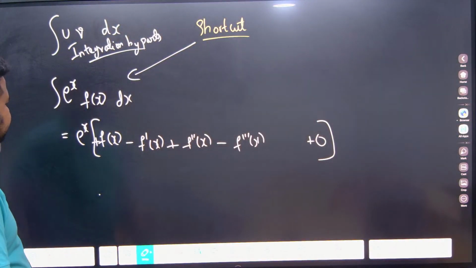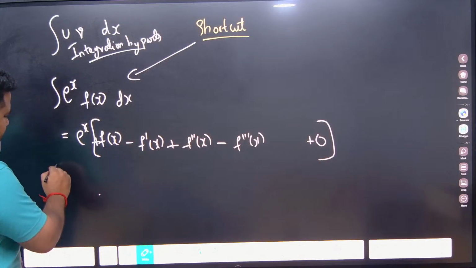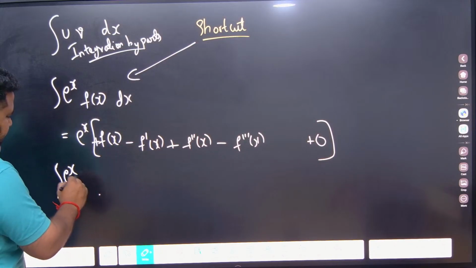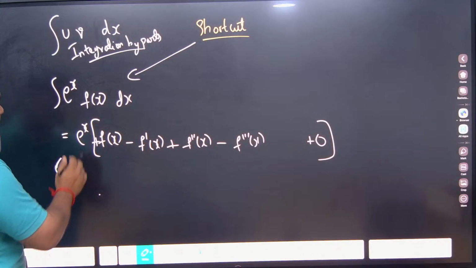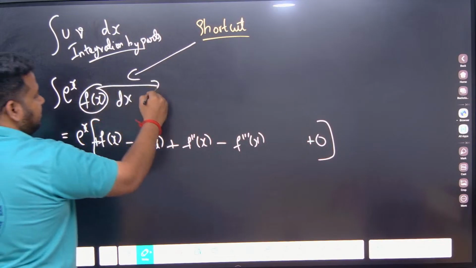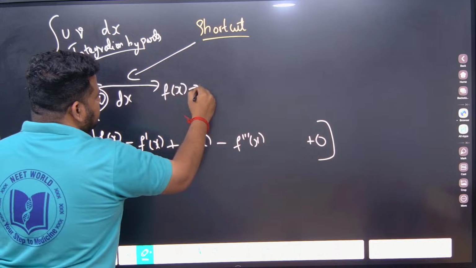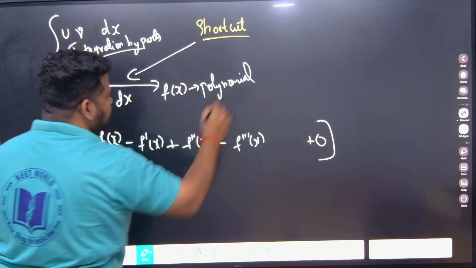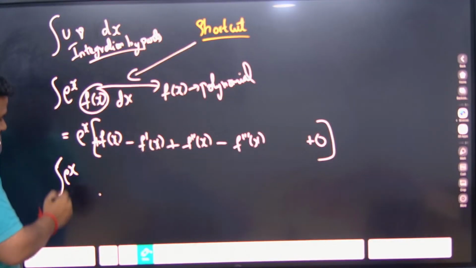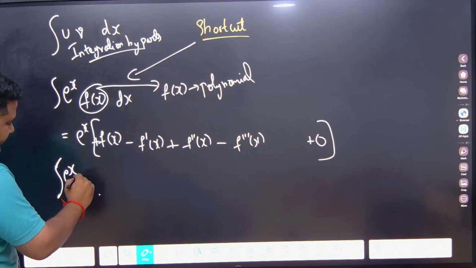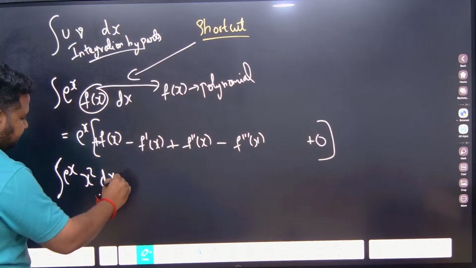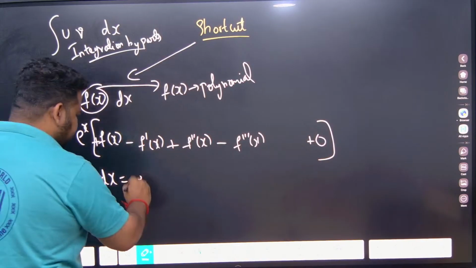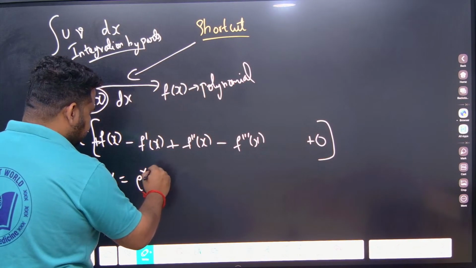Let me take an example, the integral of e power x. This short trick works only if f of x is a polynomial. So suppose I have a function like e power x into x square dx. The shortcut I will use: e power x I will write, f of x is x square, I will write x square as it is.